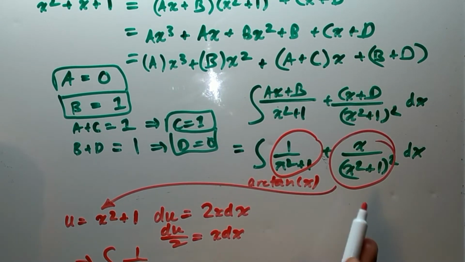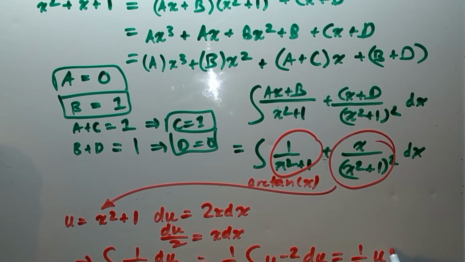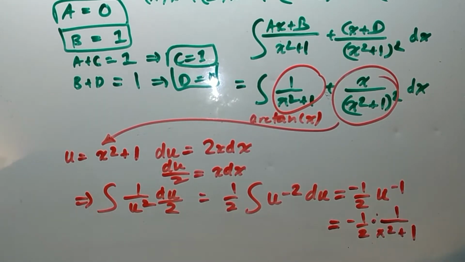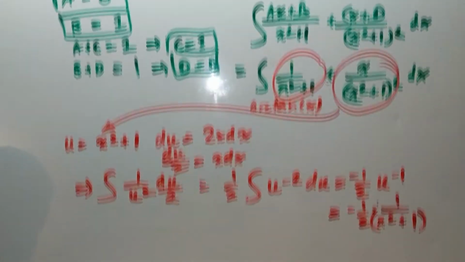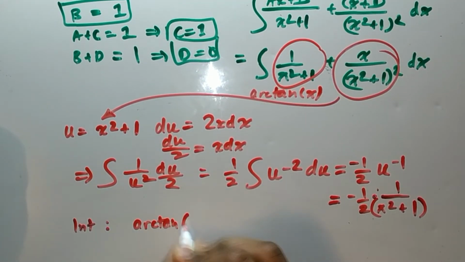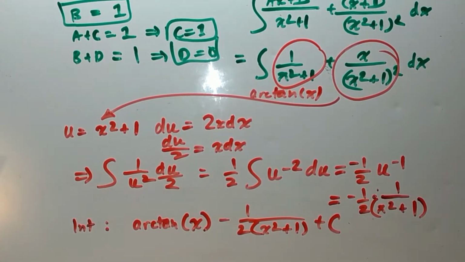So then our original integral is going to look like 1 over u squared times du. So then we can, let me bring this down. We can take out the half, and we're going to get u to the negative 2. We can easily integrate that using power rule, and then we can plug in the u back, so we get that. So our original integral is going to be arctan x minus 1 over 2 times x squared plus 1, plus c.